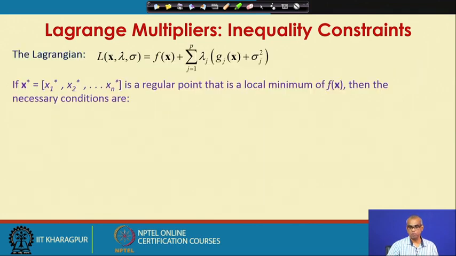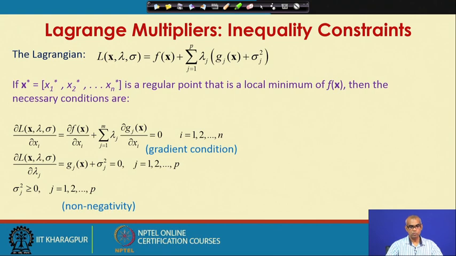So, let us see what we get as necessary conditions for optimality. This is the Lagrangian function that we defined in the previous slide. So, if x star is the regular point, that is the local minimum of f(x), then the necessary conditions are: you first take the gradient.